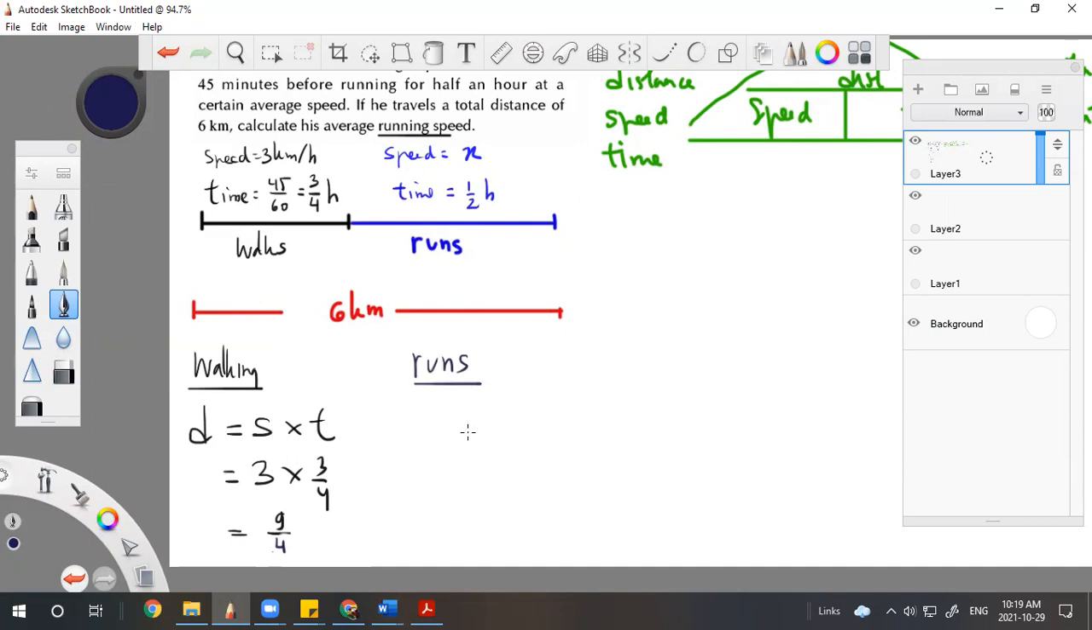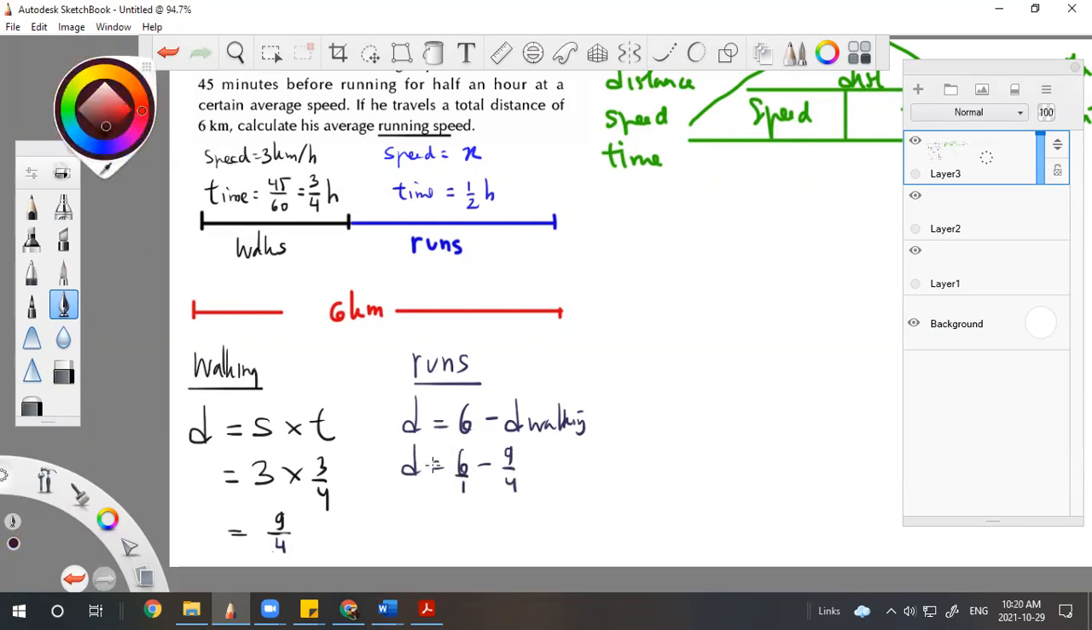Yeah. 9 over 4. So the running distance will be 6 minus, right? The total 6 kilometer, subtract with the distance of walking. So D equals 6 minus 9 over 4, like Felix said just now. We use over 1 to simplify all the fractions. Times 4 times 4, right?